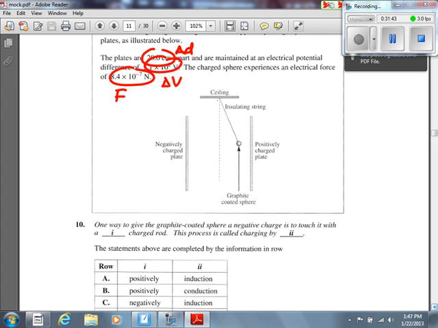Numeric response 2: the charge on the graphite-coated sphere expressed in scientific notation is what? Well, what do we do for this? Any ideas? Anybody come up with any ideas to find a charge here? The only data we have is force, distance between the plates, and the potential difference between the plates. So what are we going to do here?